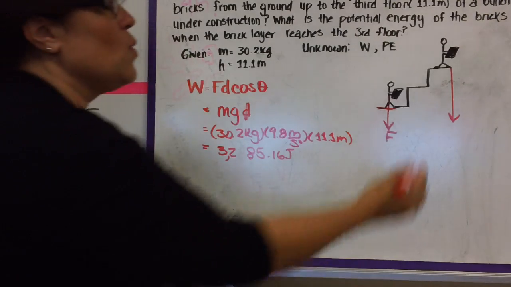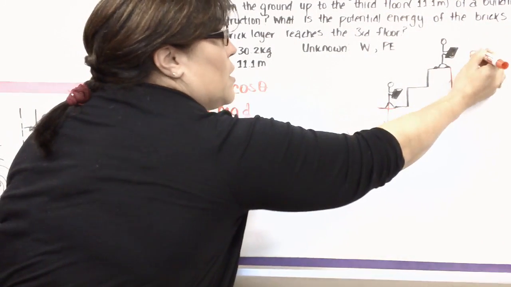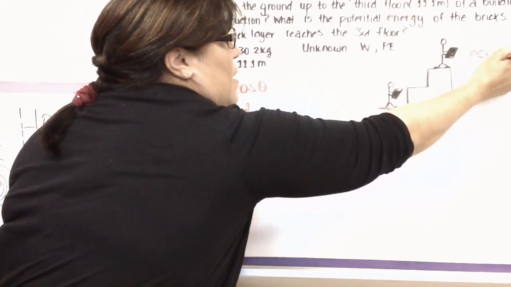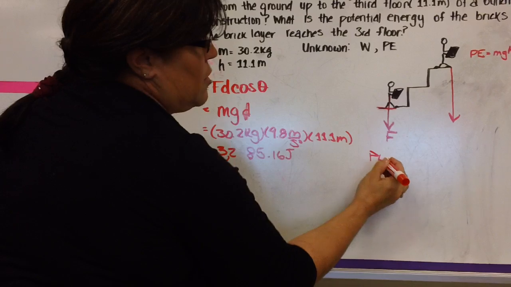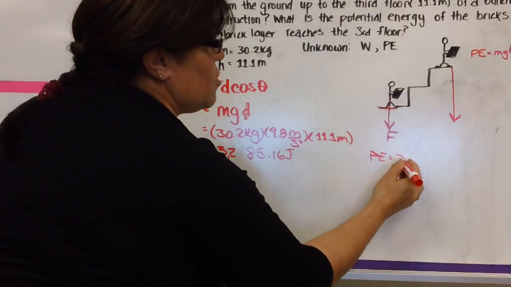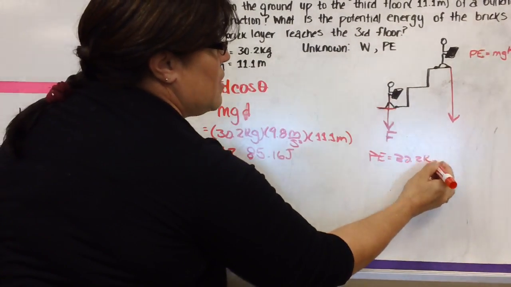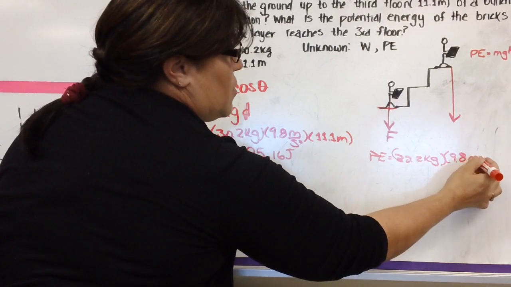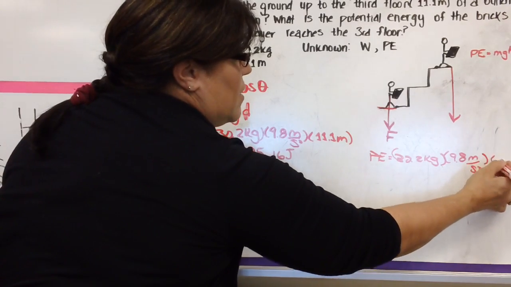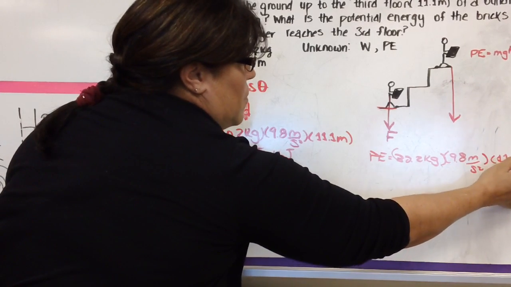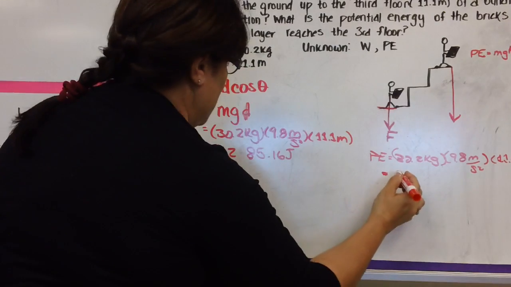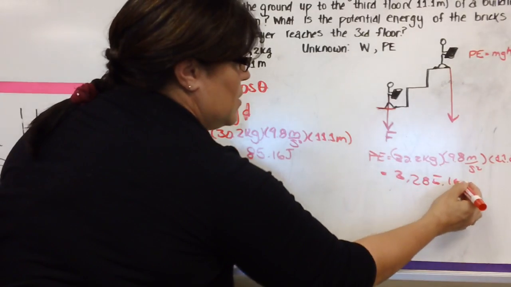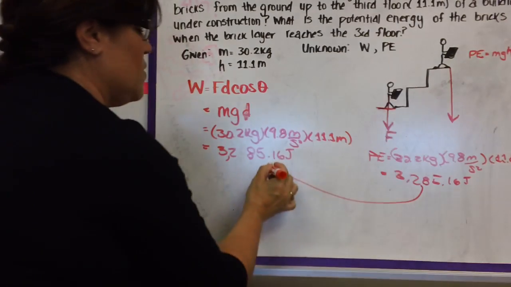Now the second part: what is the potential energy of the bricks when the bricklayer reaches the 3rd floor? So we want to know what is his potential energy here. Well, his potential energy is mgh. I'm going to write down here, it's a little easier. Potential energy is his mass, which is 30.2 kilograms, the g is 9.8 meters per second squared, and the height is 11.1 meters. I multiply that out, I end up with 3285.16 joules. And you'll see that they're the same.